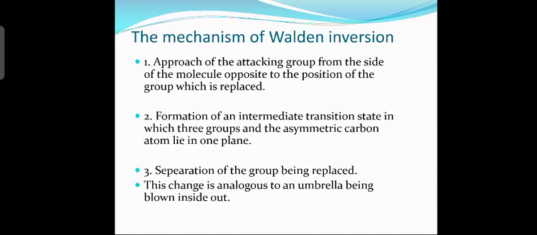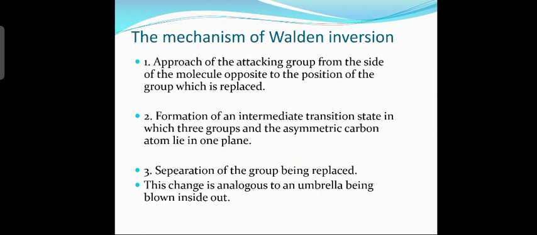Next slide. Now, we shall see the mechanism of Walden inversion. There are three steps. The first step is the approach of the attacking group from the side of the molecule opposite to the position of the group which is replaced. The attacking group approaches the reactant molecule opposite to the position of the group which is being replaced, or in other words opposite to the position of the leaving group.